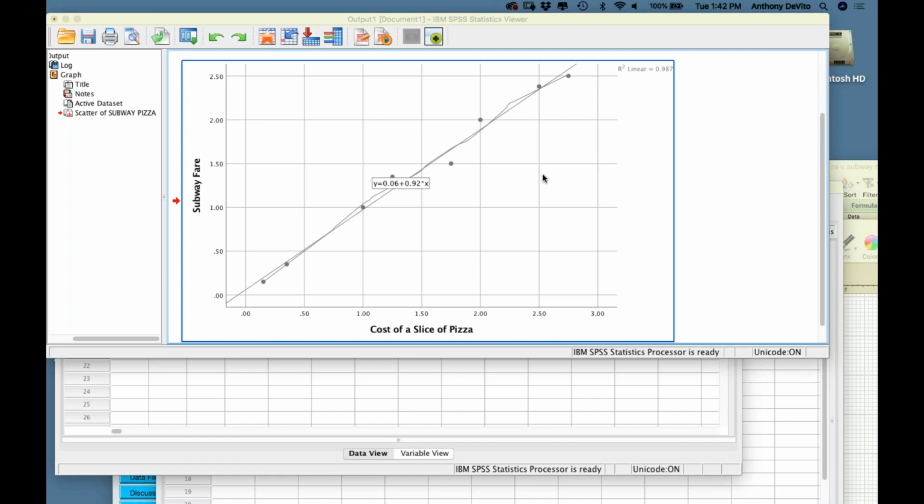Negative correlation, right? In other words, as the price of pizza went up, the price of a subway fare went down. Wouldn't that be good? That would be wonderful, right? Unfortunately, that's not the case, right? Well, some of us eat pizza more than they take the subway, so it might not be good for them. So at any rate, that would be a negative correlation.